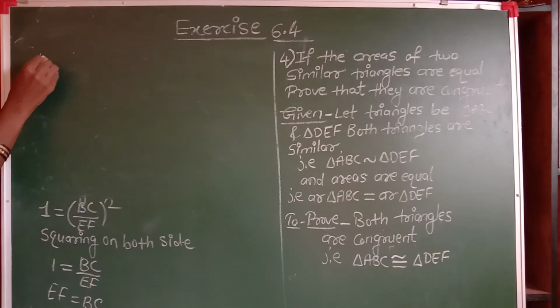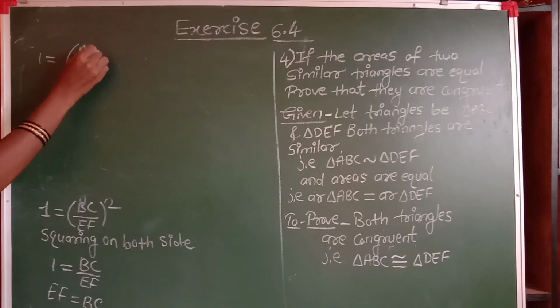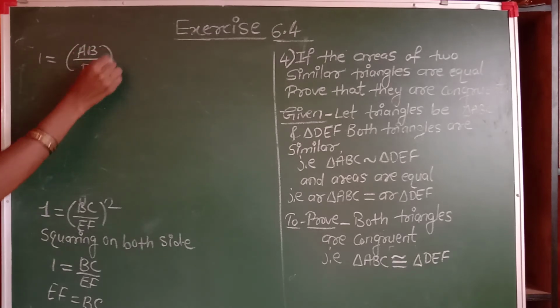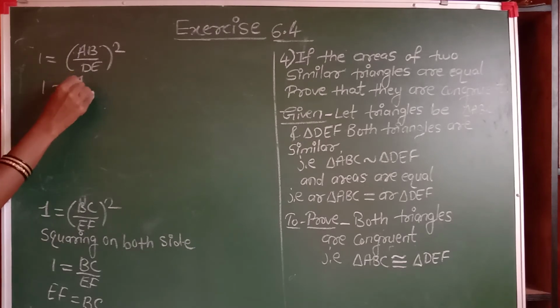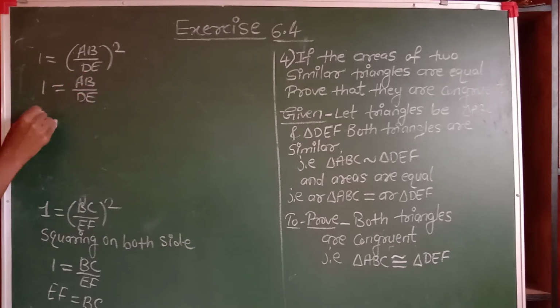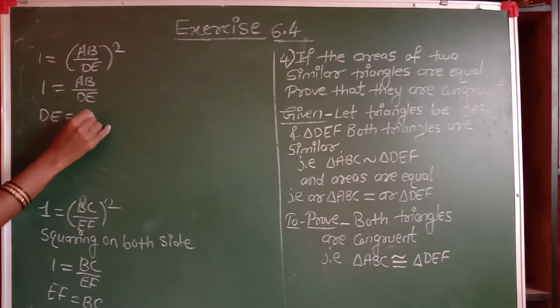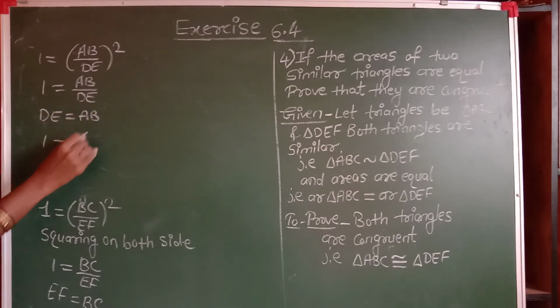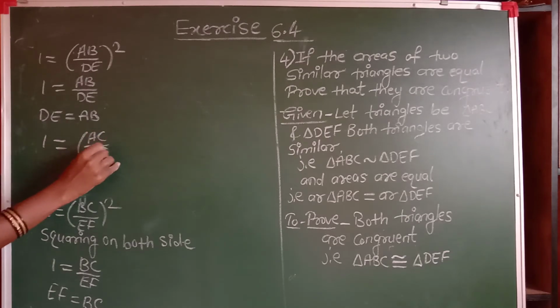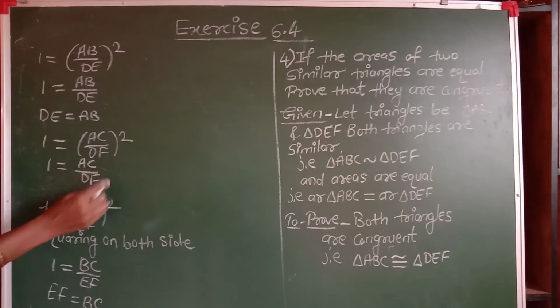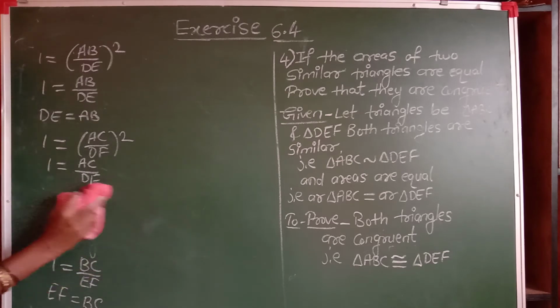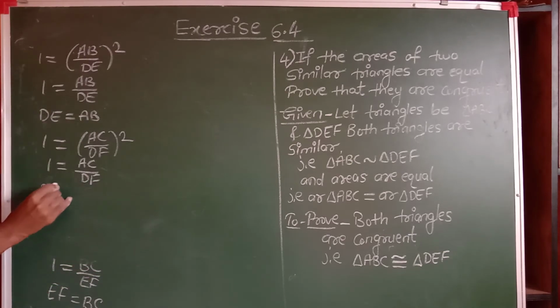Same, the second one also we can write similarly. 1 is equal to (AB by DE) whole square. Squaring on both sides we get AB by DE, so DE is equal to AB. Third one, 1 is equal to (AC by DF) whole square. Squaring on both sides we will get AC by DF, so DF is equal to AC. We got what? EF is equal to BC, DE is equal to AB and DF is equal to AC.